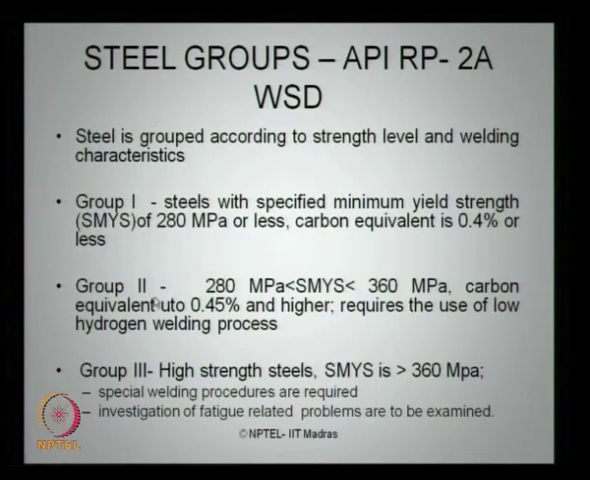If you look at group 2, it varies from 280 to 360 megapascal. The carbon equivalency is up to 0.45 or higher. It requires the use of low hydrogen welding process. Even the welding process is specifically guided by this code. If you look at group 3, the high strength steel having yield value more than 360 megapascal, special welding procedures for the steel are recommended by the code. Investigation of failure related problems is mandatory if you use the steel for design.